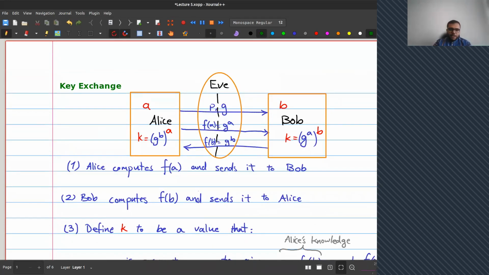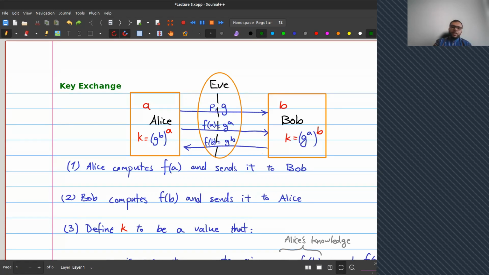So what is Alice doing? Alice is first choosing this P and G and giving it to Bob, right? Then she's also giving G to the power of A to Bob. But in order to compute G to the power of A, and remember, all the computations are modulo P, the only thing that Alice needs is P and G and A. And all of these things were created by Alice herself. So Alice had no need to receive any communication from Bob before sending these messages. So Alice can do her part of the protocol without relying on Bob at all.